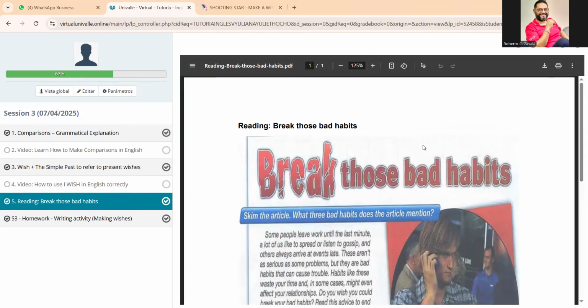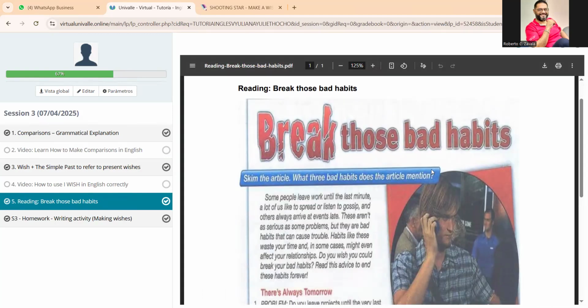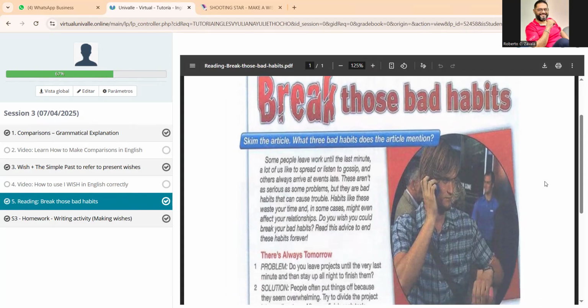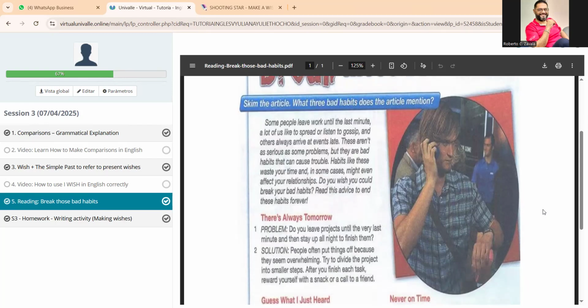Okay, we all know everybody has bad habits, but how do you break those bad habits? Okay, and it says break those bad habits. Skim the article. What is skim? It's to superficially go over something, okay, not in detail. Skim the article. What three bad habits does the article mention?